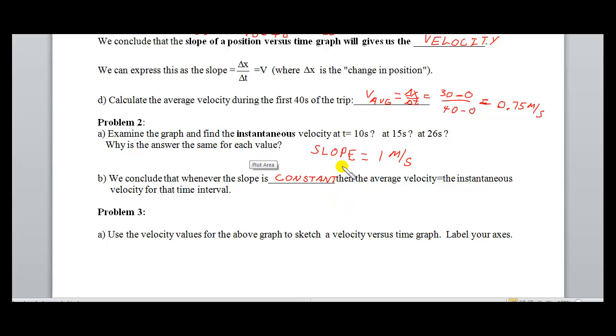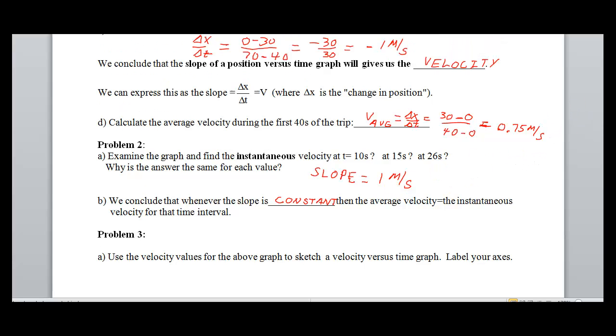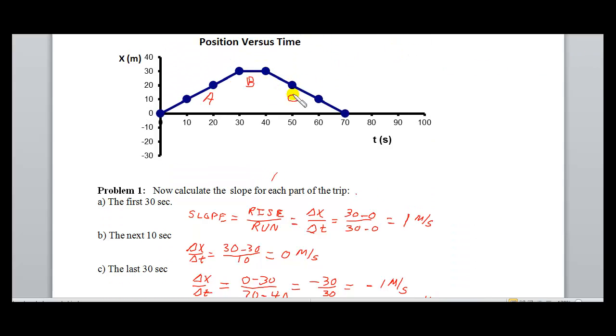Okay, the value I came up with for the instantaneous velocity was indeed nothing more than the slope of 1 meter per second. In other words, if we take a look at our graph, we can see that the slope for this entire portion is equal to 1 meter per second, and that's the velocity. So at t equals 10 seconds, that would be the velocity. At t equals 20 seconds, at 25 seconds, 26 seconds. In other words, whenever the slope right here is constant, then that value of the average velocity is equal to the instantaneous velocity. Now here it changed.